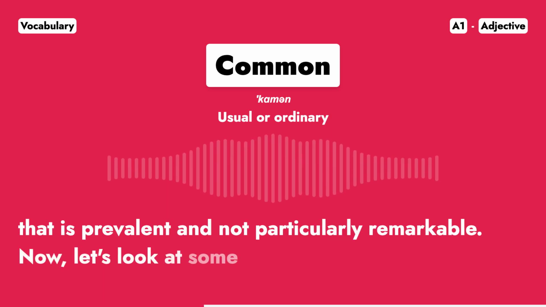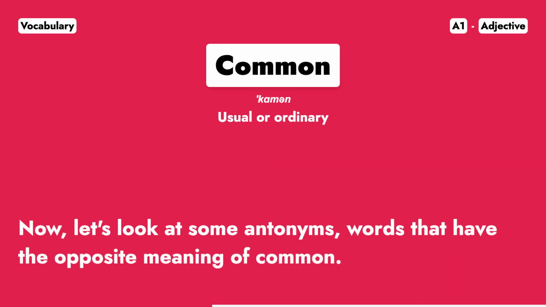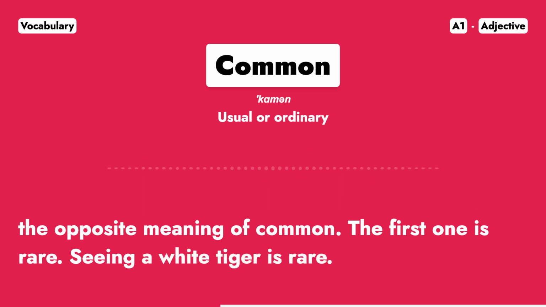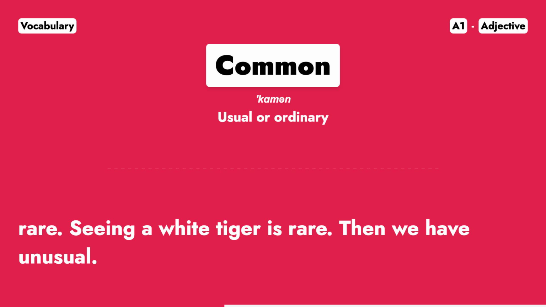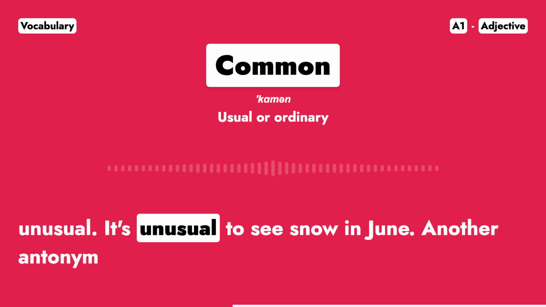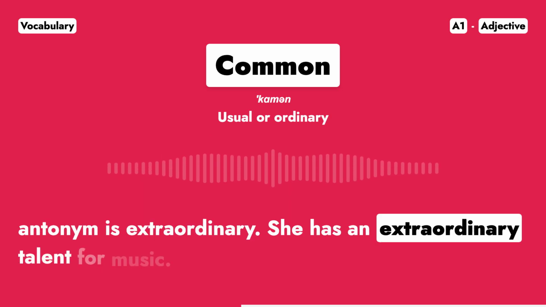Now, let's look at some antonyms, words that have the opposite meaning of common. The first one is rare. Seeing a white tiger is rare. Then we have unusual. It's unusual to see snow in June. Another antonym is extraordinary. She has an extraordinary talent for music.